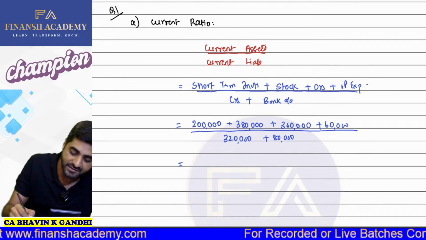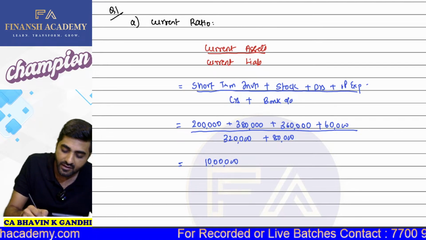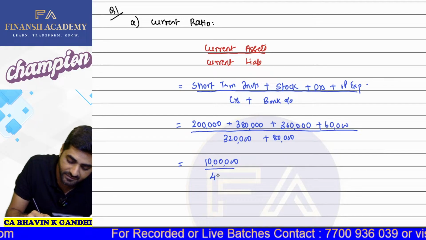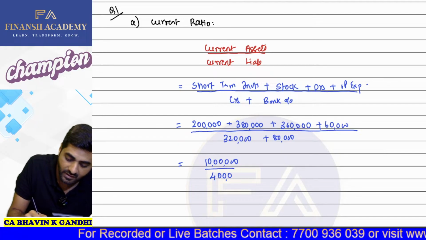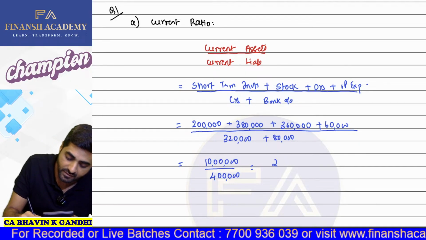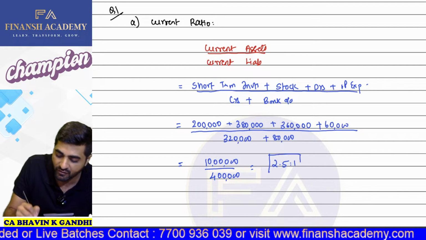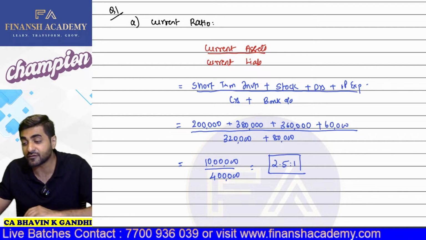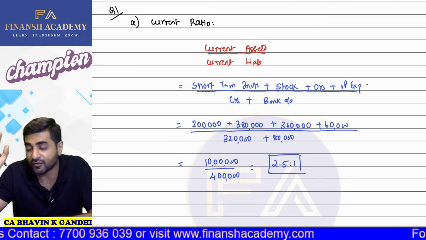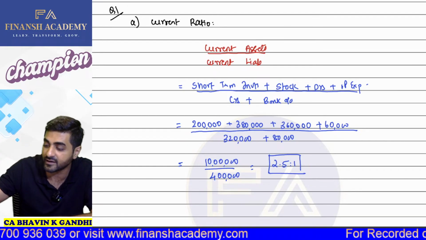So this will now be 10 lakhs. And to this 10 lakhs, I will need to add 4 lakhs. So this will now give me 2.5:1. So what does this indicate, guys? For every 1 rupee of current liability, do we have 2.5 rupees of current assets? Come on, yes or no? Yes, sir. So for every 1 rupee of current liability, we have 2.5 rupees of your current assets.